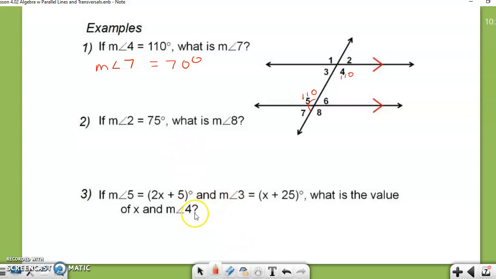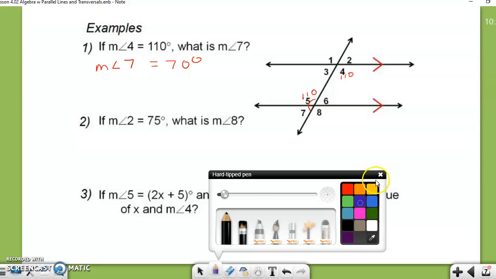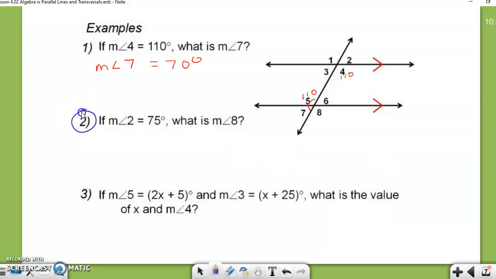All right, if the measure of angle 2, let's change colors for this one. Measure of angle 2 is 75 degrees. What is the measure of angle 8? Well, 2 and 6 are corresponding, so I know this one is 75, and I know it's a linear pair here, so I'm having to think, okay, well, what's 180 minus 75? And that would be the measure of angle 8, 155 degrees.